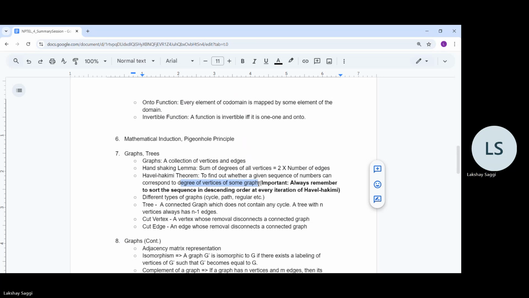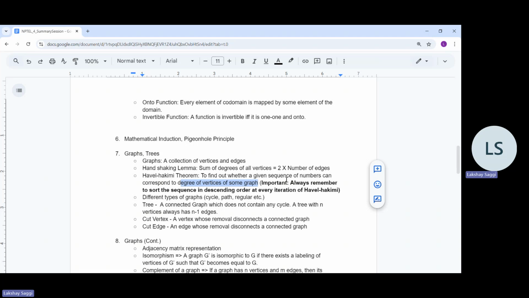So what Havel-Hakimi says is that we write all these numbers, the degrees, in decreasing order, and suppose the greatest number is, let's say, x. What we do is, from the next x numbers in the list, we reduce each of them by one. And this procedure we keep repeating till we arrive at a very trivial case.